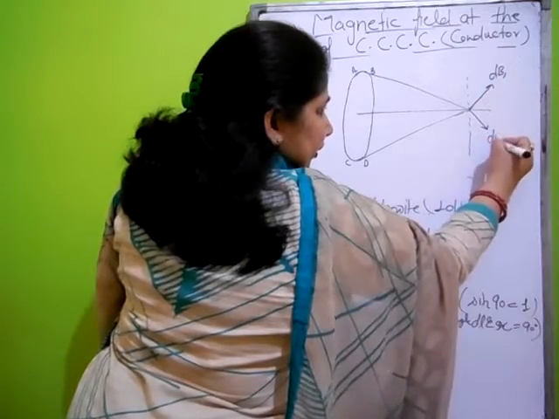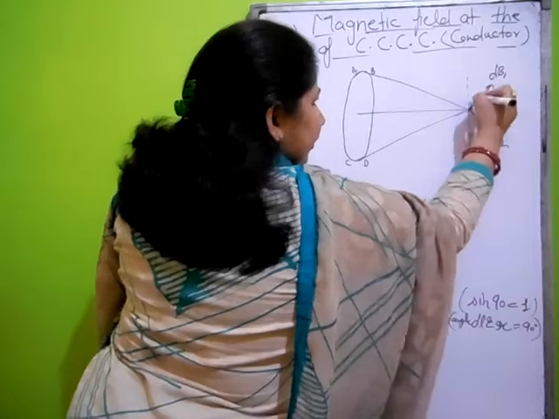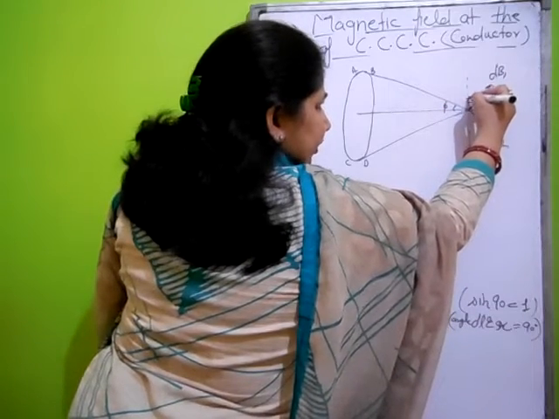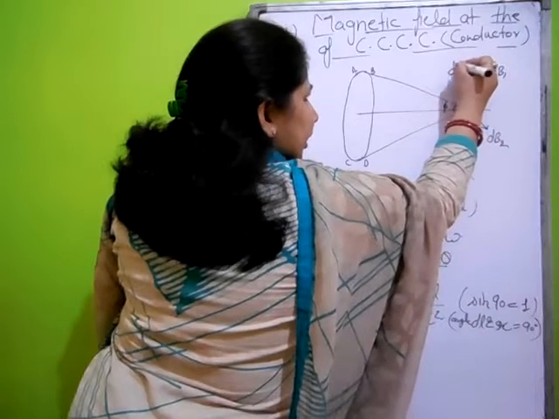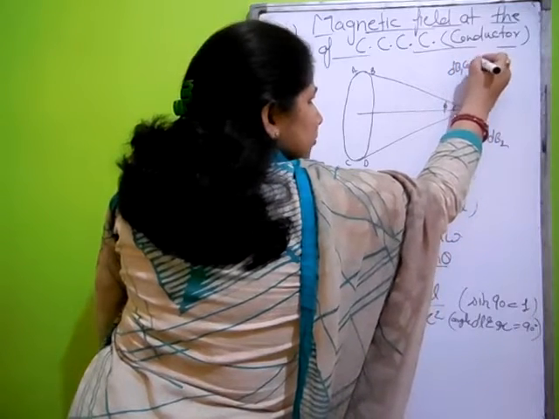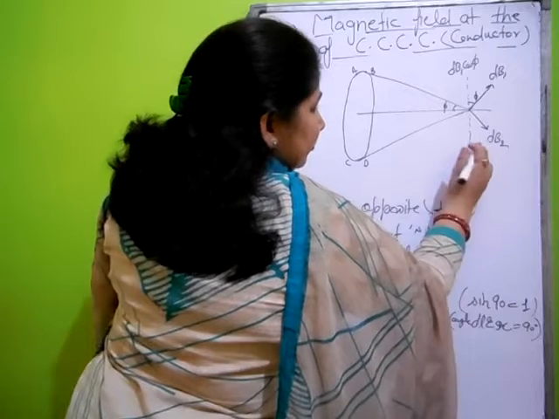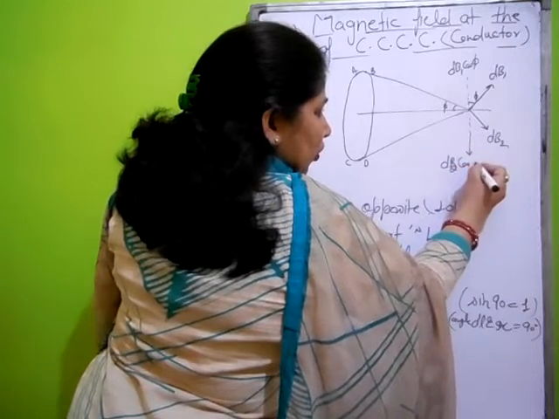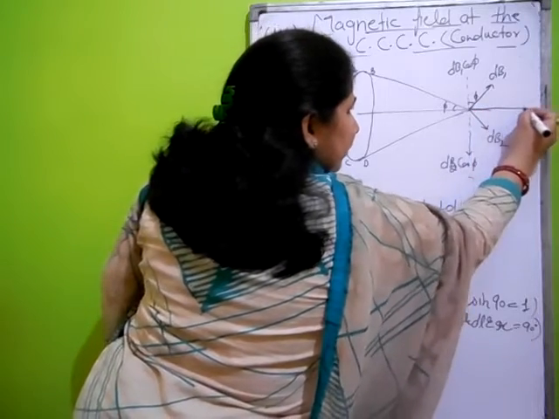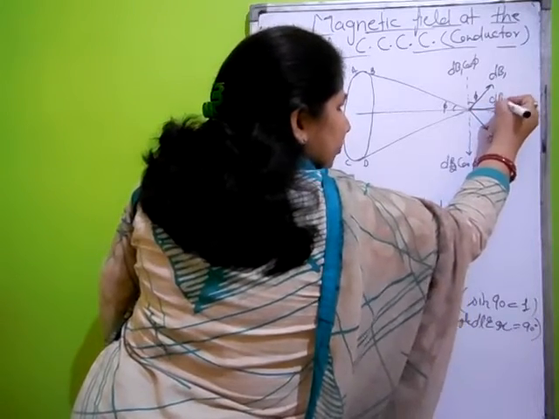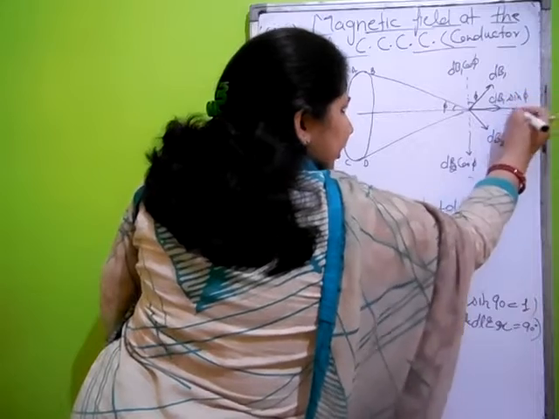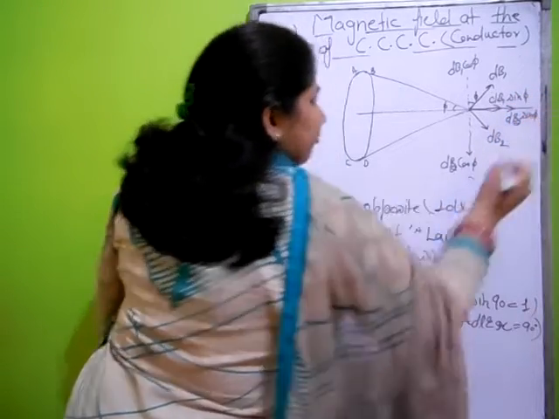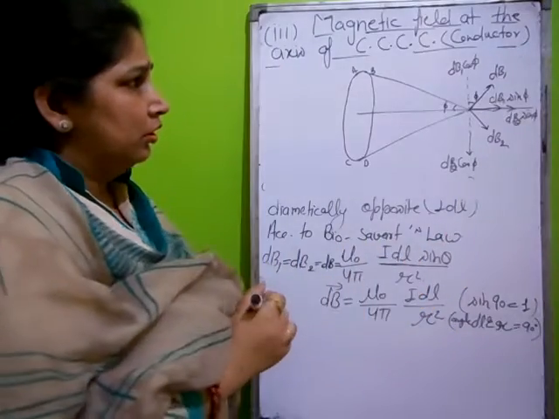DB1, DB2. Here, if this is phi, this will also be phi. Then this will be DB1 cos phi, and this becomes DB2 cos phi. And here DB1 sin phi and again DB2 sin phi. Is it clear or not?